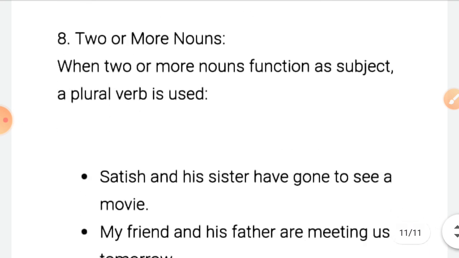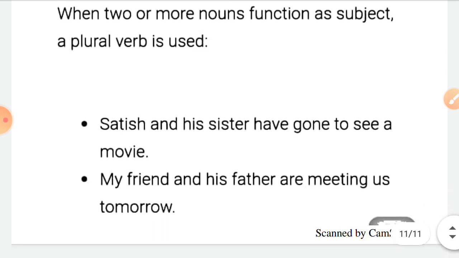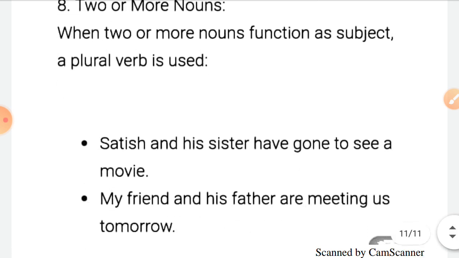Two or more nouns. What will happen in case of two or more nouns? When two or more nouns function as subject, a plural verb is used. Like, Satish and his sister have gone to see a movie. So when two or more nouns function as subject, Satish and his sister, all these things are acting as a subject over here. So they are taking a plural verb, have.